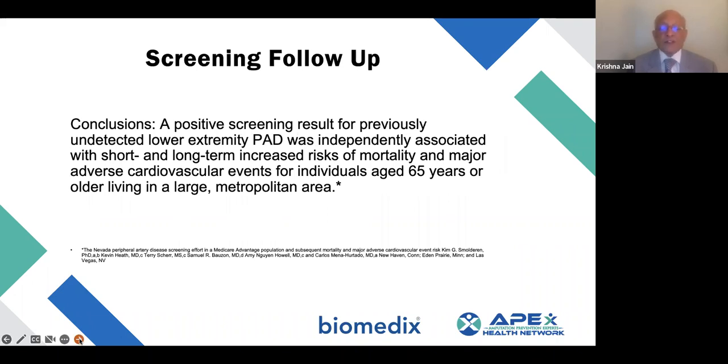In a screening follow-up study, the conclusion was that a positive screening result for previously undetected lower extremity PAD was independently associated with short- and long-term increases in mortality and major adverse cardiovascular events for individuals aged 65 years or older living in a large metropolitan area. This study was carried out in the Las Vegas area.